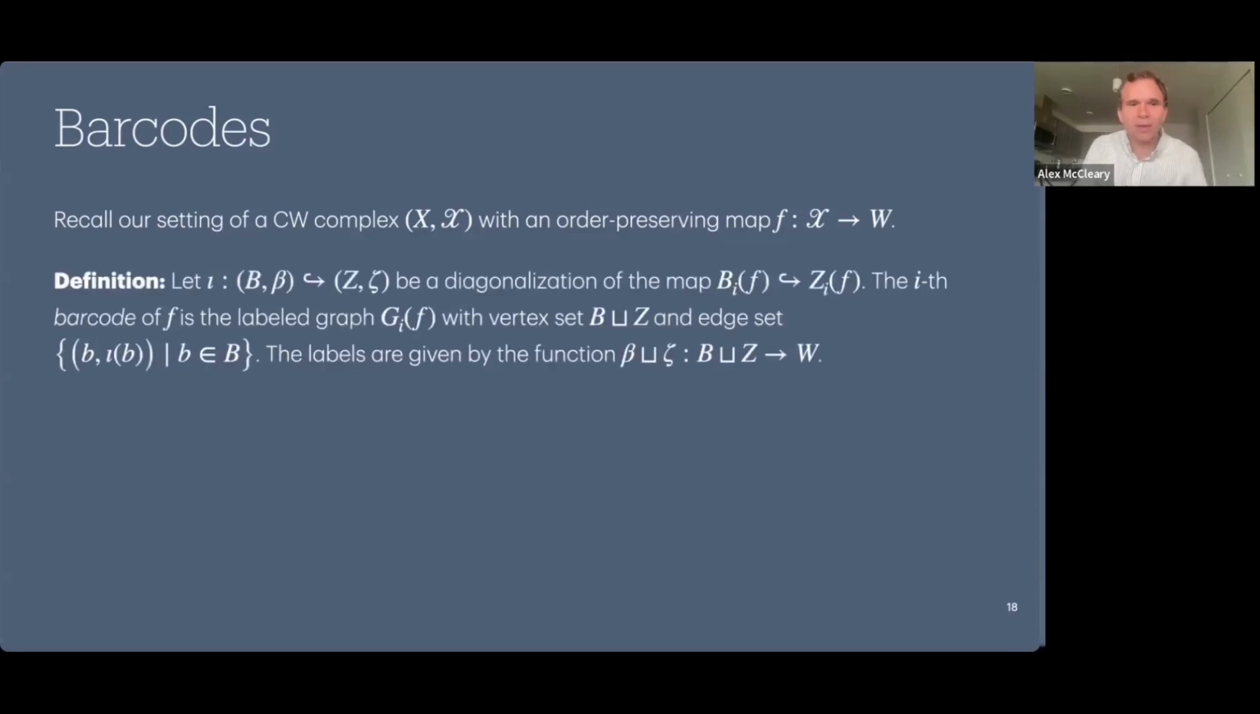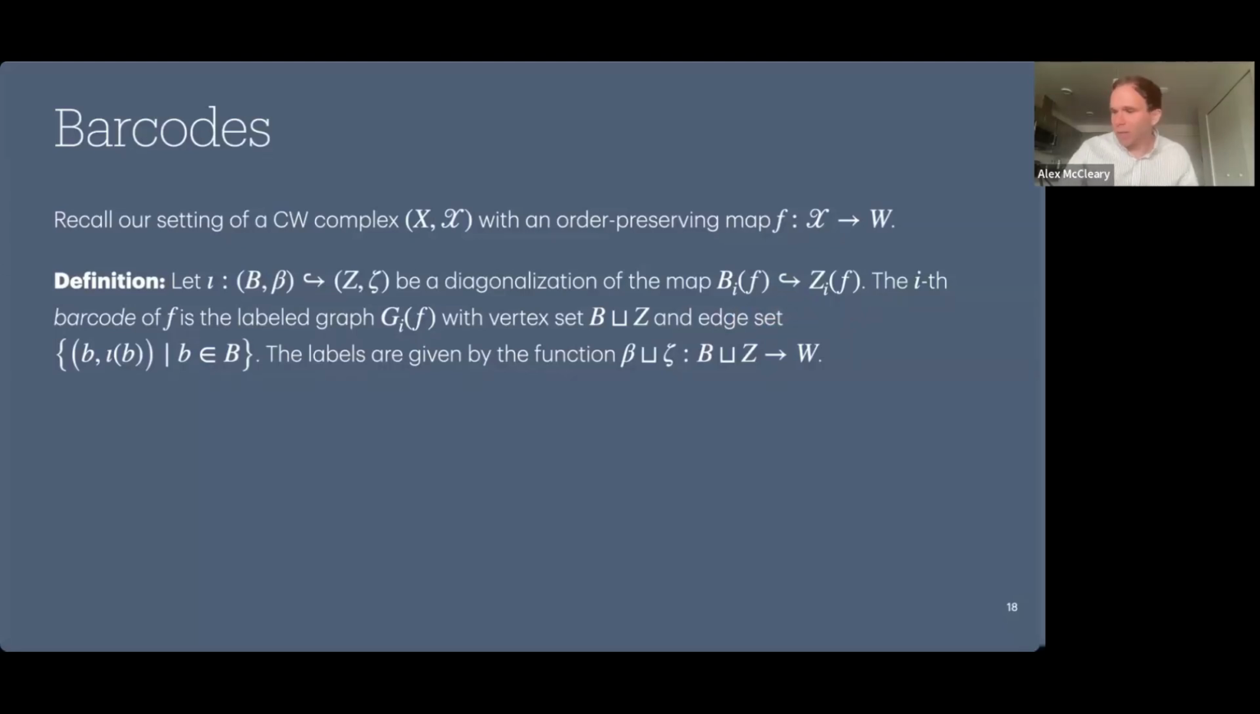Now we can define the barcode of F. What we'll do is take a diagonalization of the map we're interested in right here: the ith boundary module of F, including into the ith cycle module of F. This is always an injective morphism of free persistence modules. So by the previous theorem, we can always find a diagonalization of this.